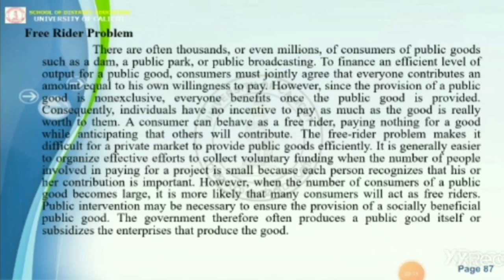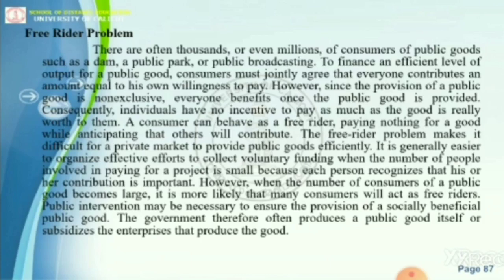Next is the free rider problem. This is another problem concerning a public good. There are often thousands or even millions of consumers of public goods such as a dam, a public park or public broadcasting. We have already seen that, right? To finance an efficient level of output for a public good, consumers must jointly agree that everyone contributes an amount equal to his own willingness to pay. However, since the provision of a public good is non-exclusive, everyone benefits once the public good is provided.